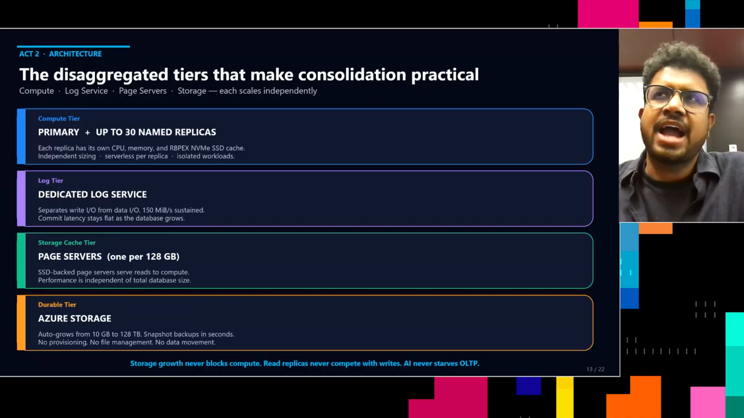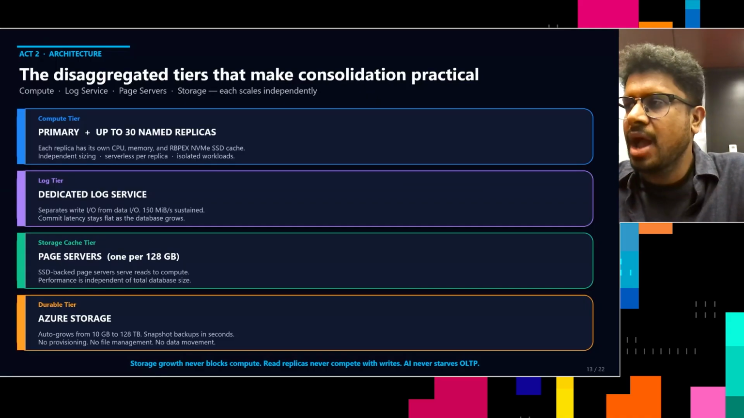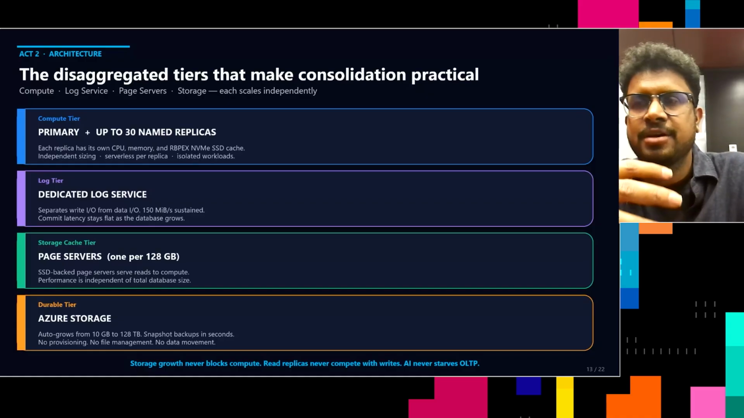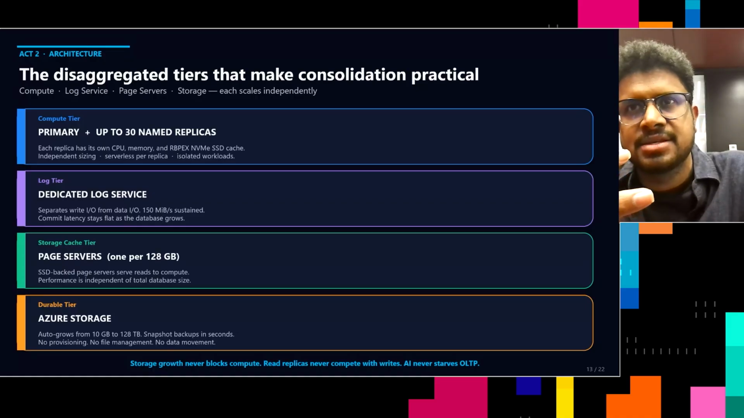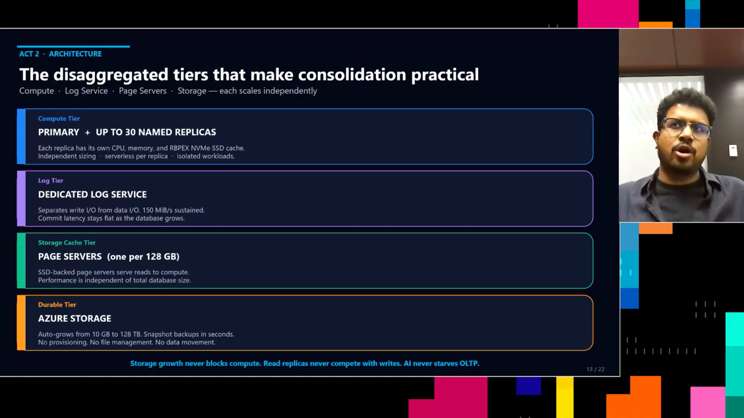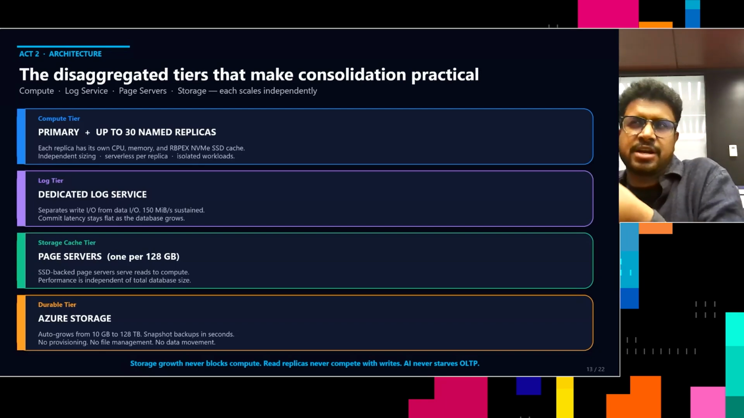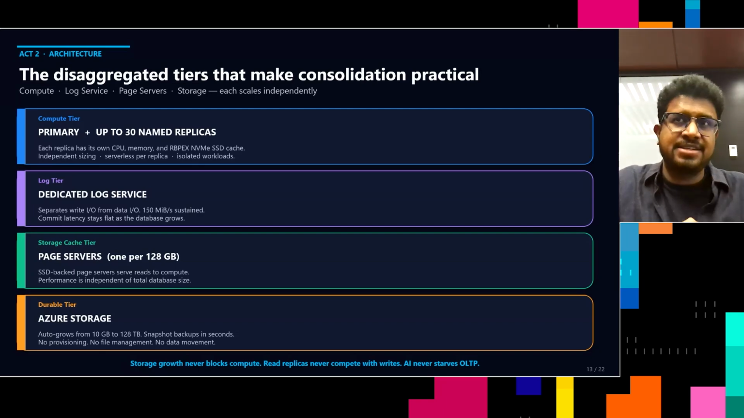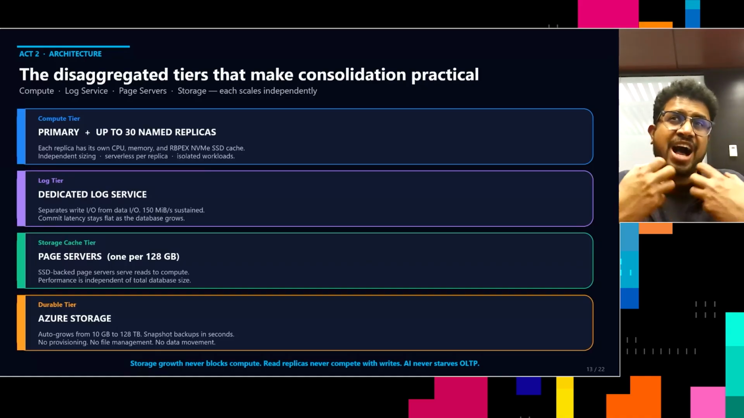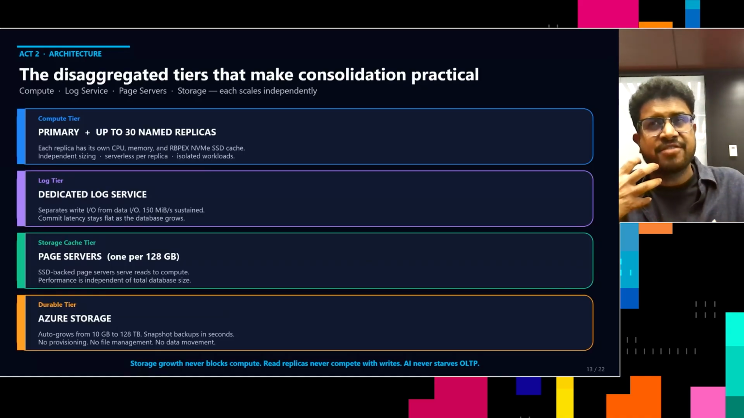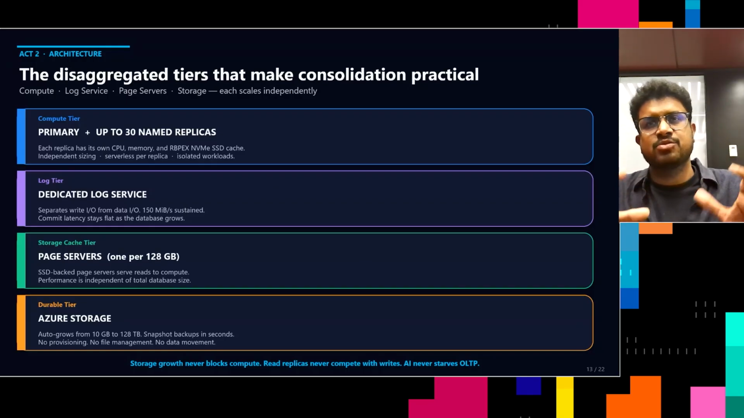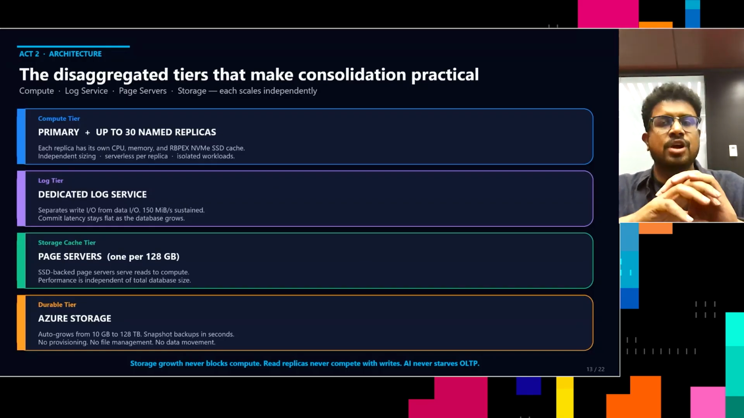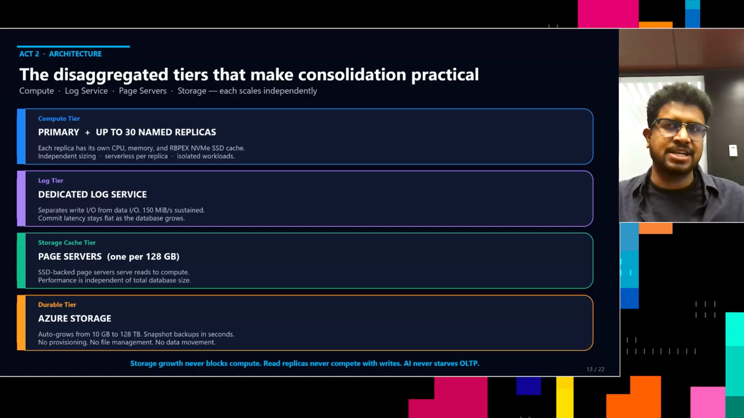So why I typically show an architecture diagram, here I'm not showing it purposefully, because all you as an audience need to understand here is Hyperscale has different components. You have a log service, a dedicated log service for your writes. Your reads are coming from page servers, which have SSDs of their own, and it is asynchronous. The log service will do continuous redo into page servers. These page servers will continuously write back into Azure storage as a durable tier.